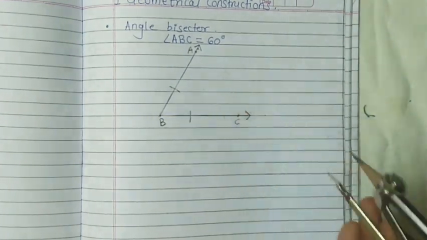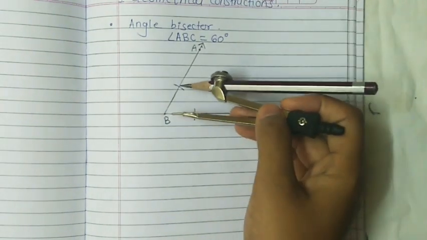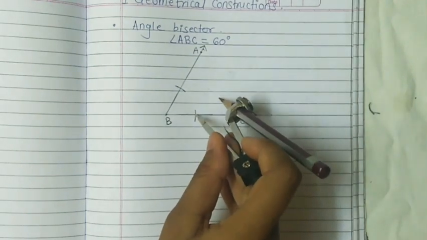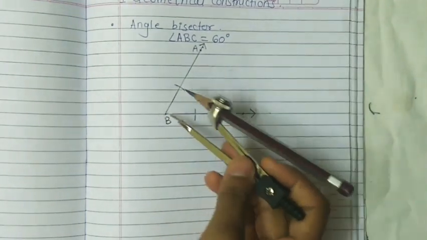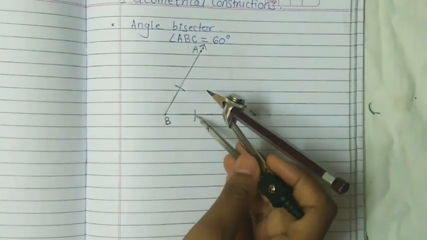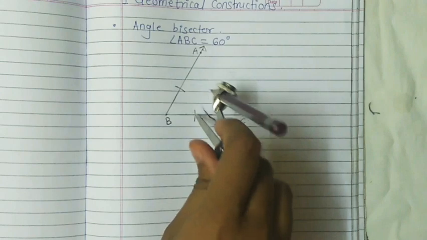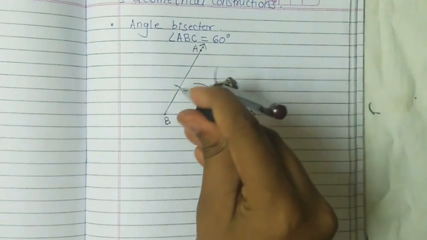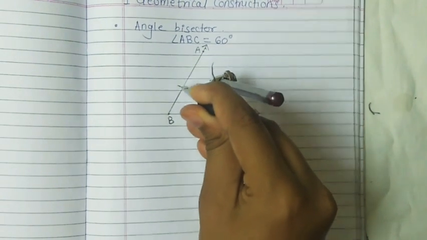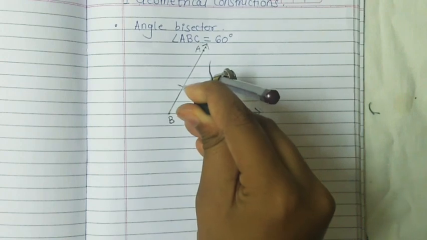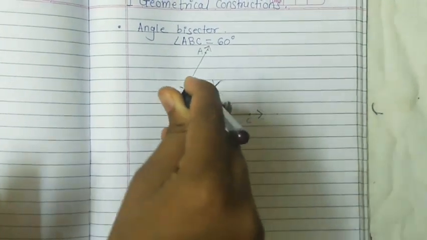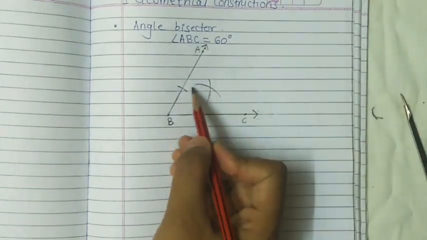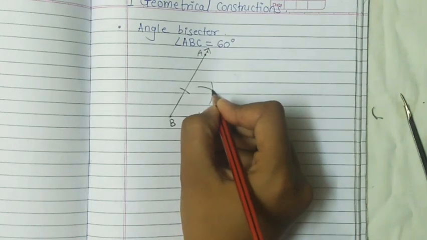Okay, now what we are going to do? Now with the help of these 2 points, we are going to draw two arcs inside the angle. Keep the same distance as we have taken here. Now from this point, we are going to draw one arc. Now from this point, we are going to draw another arc. Okay, now after drawing two arcs, we get a point here.